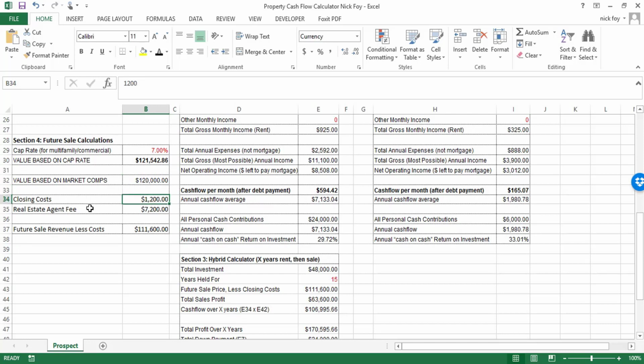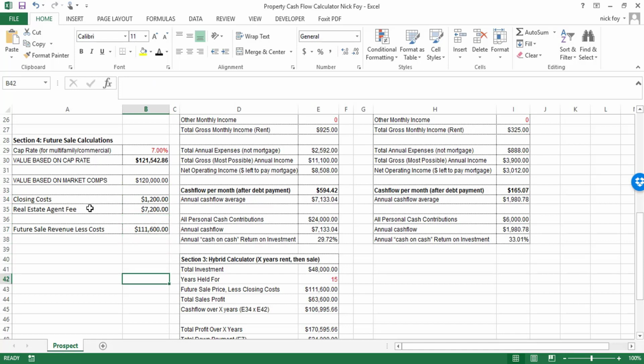Closing costs, now that we're selling it, we'll say it's going to be about 1% of the property value. So we'll say $1,200 in closing costs. Real estate fees about 6%, so that's going to multiply 6% times the sale price. So the net proceeds after these costs get factored out is going to be about $111,000, which is how much we would profit if we were to sell at $120,000.